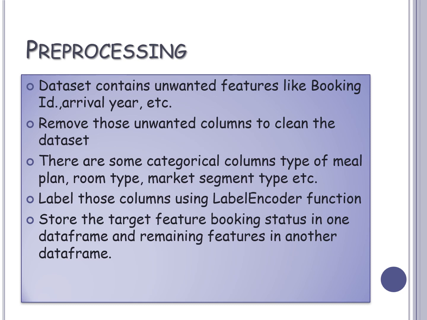There are some categorical columns like type of meal, room type, market segment type, etc. Since these columns are categorical, we are going to use a label encoder function to label those columns, and store the target feature, booking status, in one data frame and remaining features in another data frame. This is useful for training and testing. For training, we use all the features, and for testing, we use the target feature.